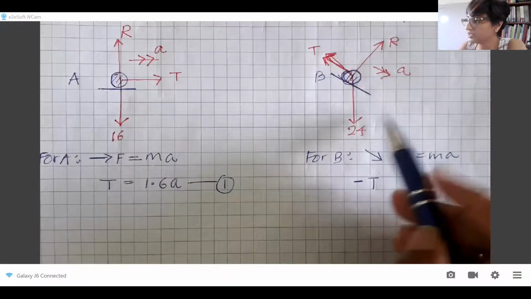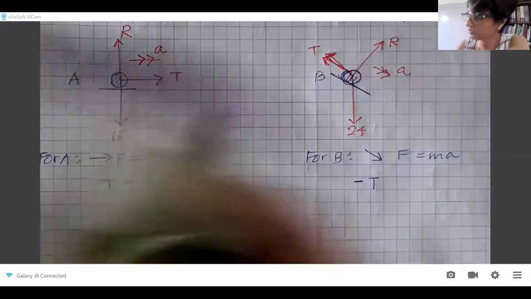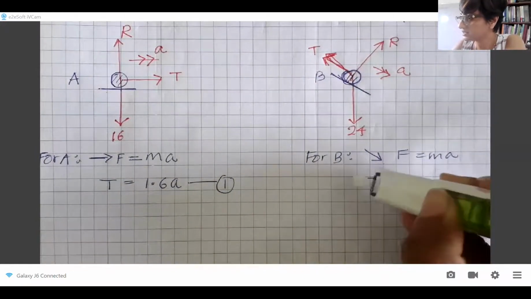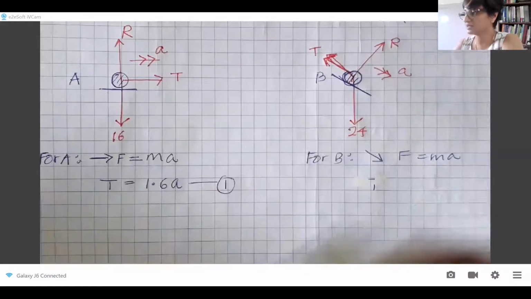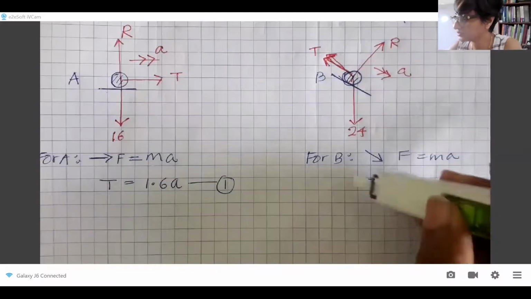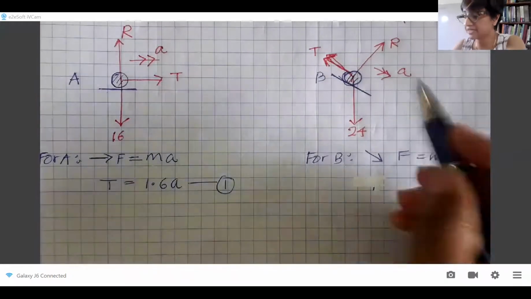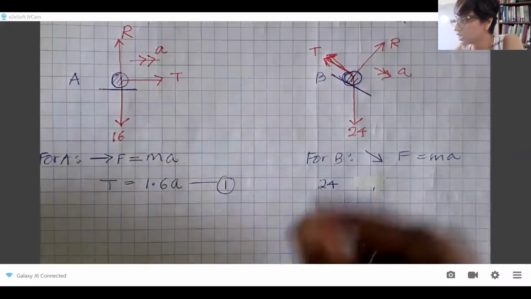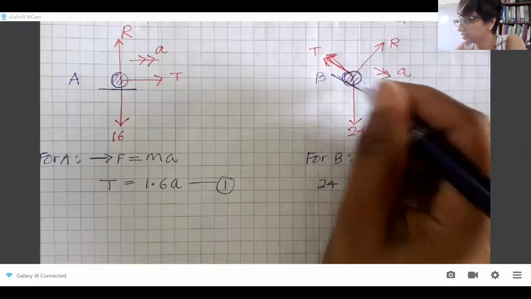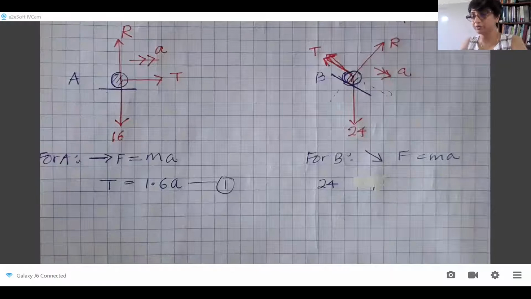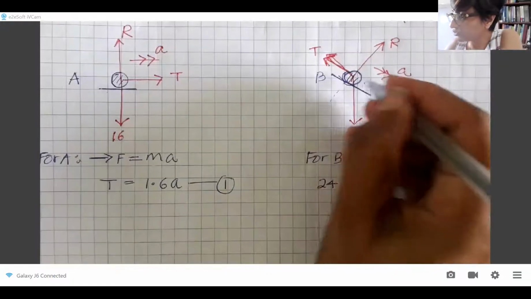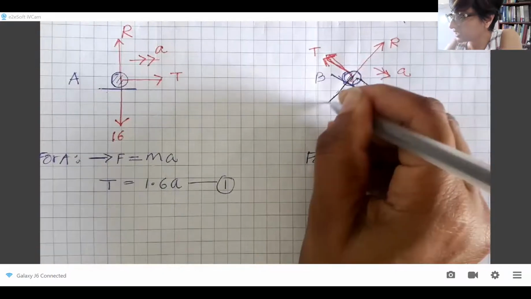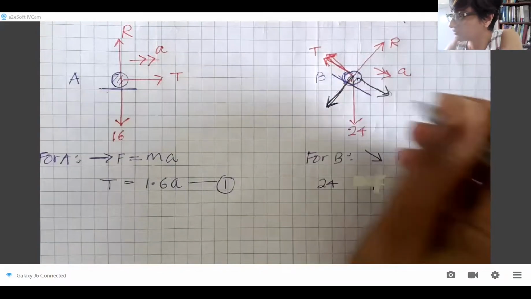Before minus T, let me put that first. There is a positive force. There is the component of the weight, that is 24, that is down the slope that way. You can remove the 24 and replace it with the two components in your diagram itself, if you like doing that.